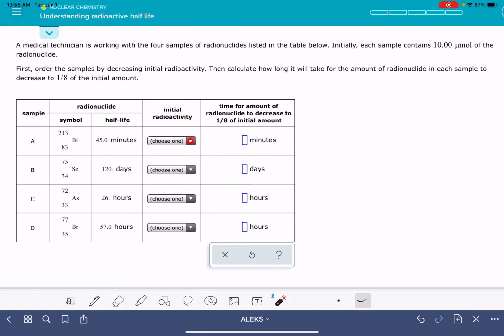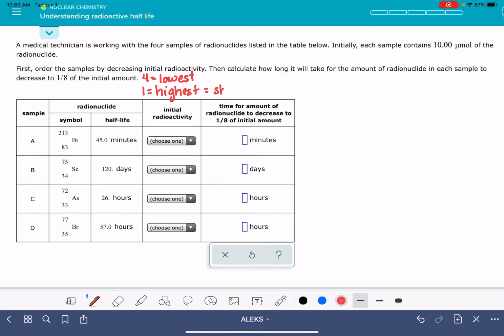So when you click on these, it's going to drop down a menu. Your menu is going to have 1, 2, 3, 4, and it's going to say that 1 is the highest and 4 is the lowest. And what it's doing is asking you to rank them in terms of how radioactive they are initially, in the beginning, how much radioactive particles are being emitted as this substance is decaying. The substance that has the shortest half-life is the one that is the most radioactive.